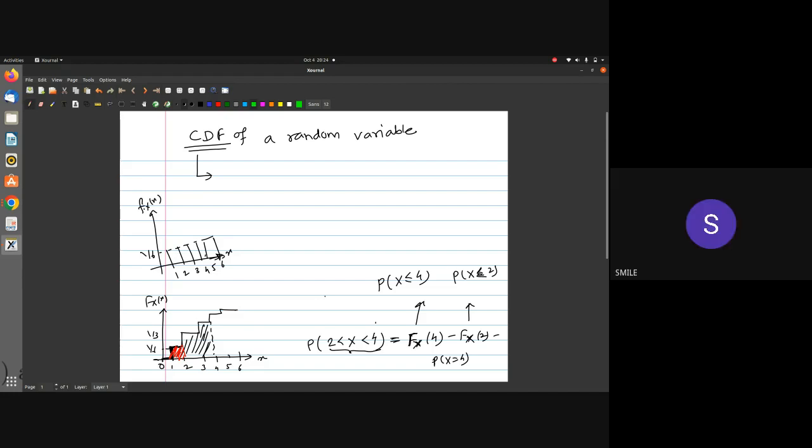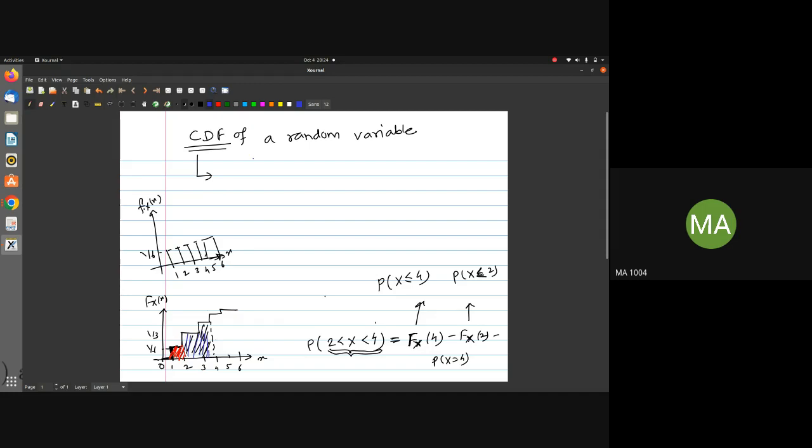Equal to 4, sir. Equal to 4. What equal to 4? The question is, if I want to find the probability that X is between 2 and 4, the area, what does that mean? It will be between 2 and 4, right?